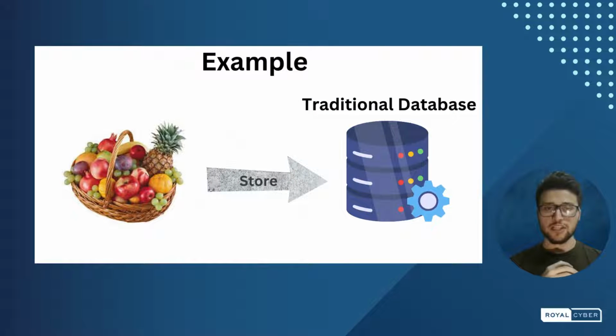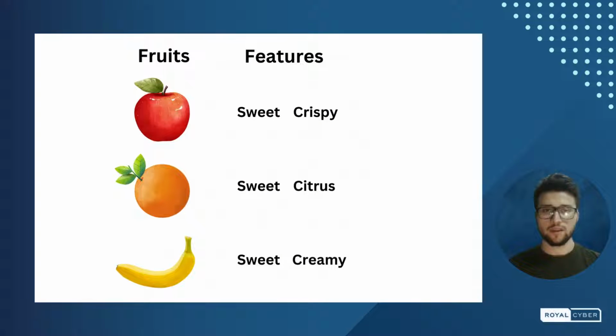Let's say we have a collection of fruits and we want to store it in a database. As our first case, we choose a traditional database, either a relational or a non-relational database, for storing our collection of fruits. We store an apple, an orange, and a banana in the database with some of their features. Our goal is to find and retrieve a fruit which has the same level of sweetness as an apple.